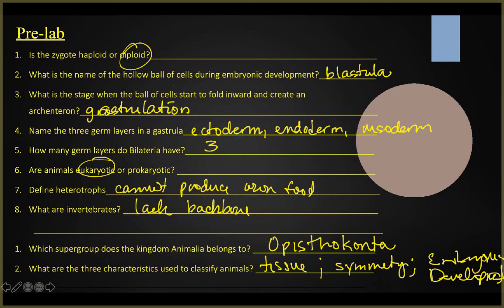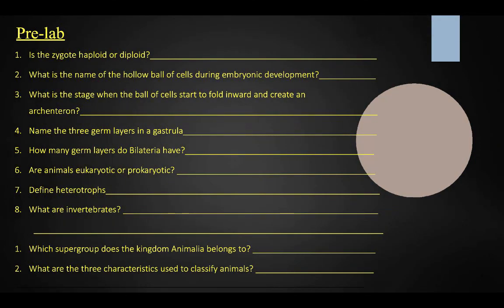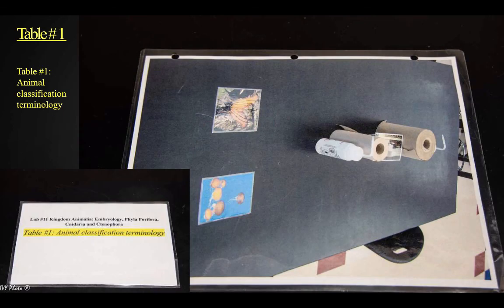Now that we finished that, let's go to the lab. Some of the lab is a little confusing, so we're going to try to do the best we can to get through it. There are extra pictures. I don't really get what they were trying to do, but I'm doing my best to help you all out. The very first one is table number 1, which is animal classification terminology.